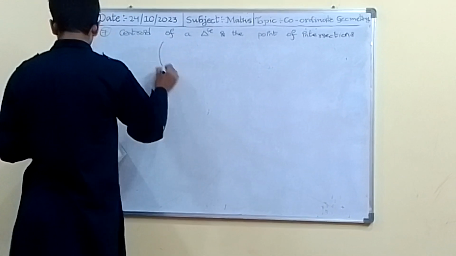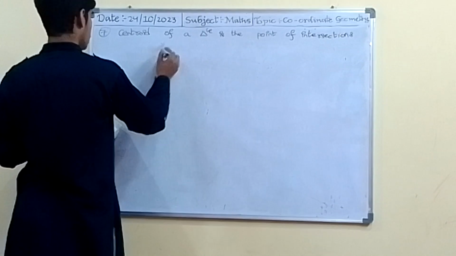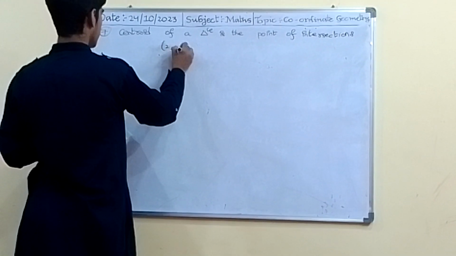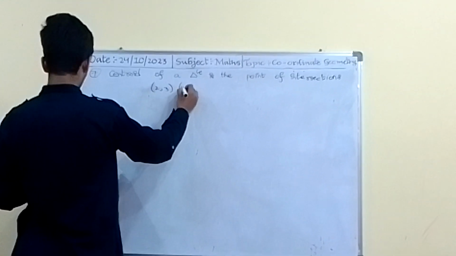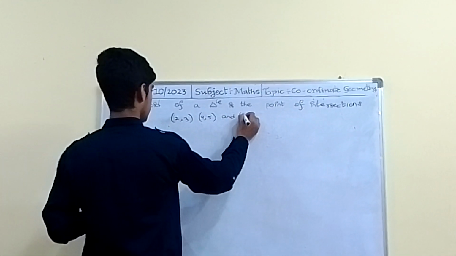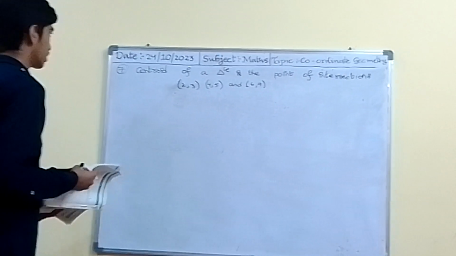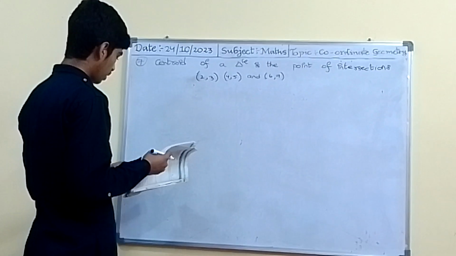The values are given: x1, x2, 2 comma 3, 4 comma 5 and 6 comma 7. So this is the given question. We have to find the centroid of a triangle.